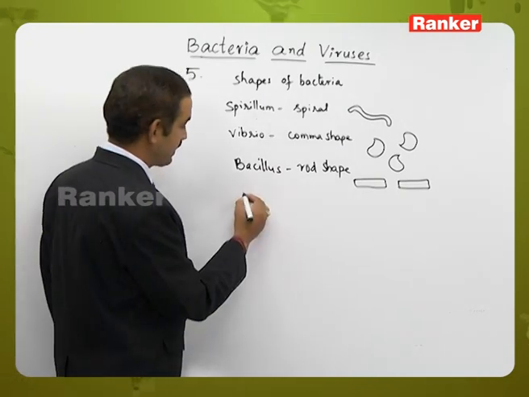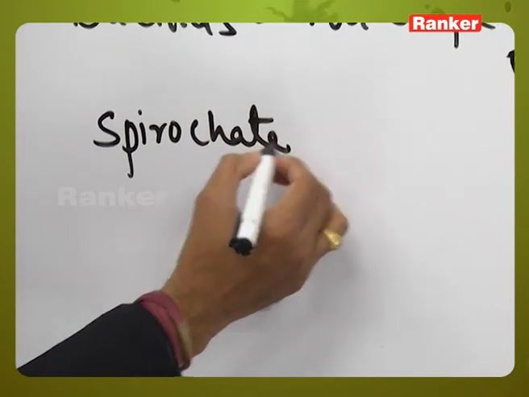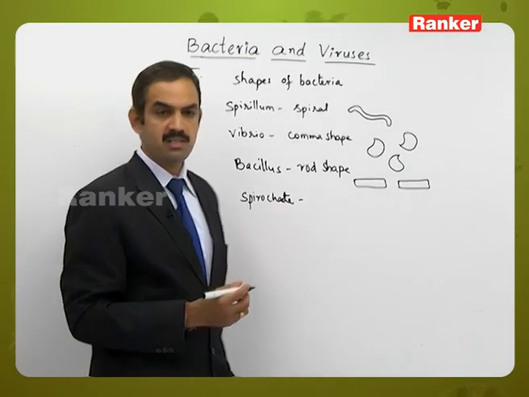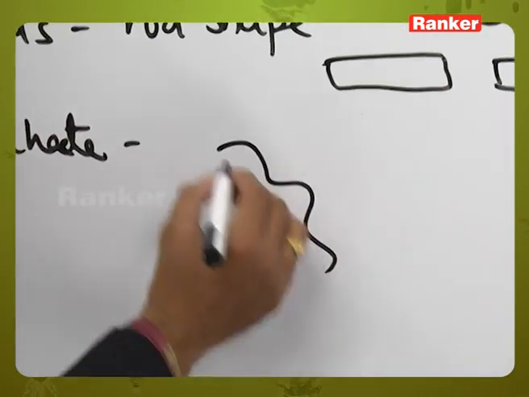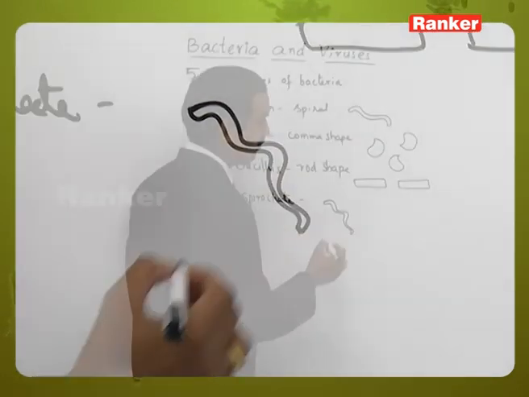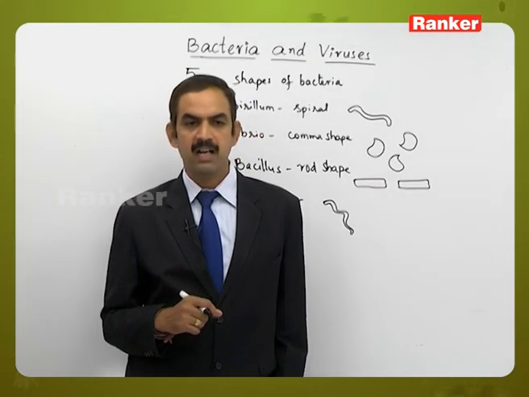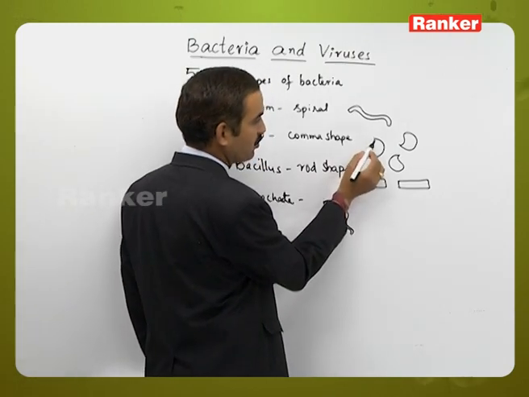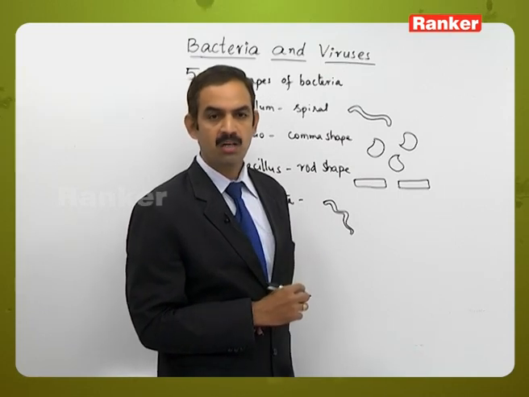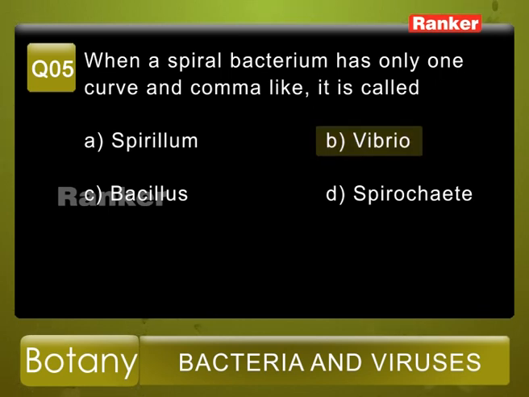Then the last one is Spirochete. Spirochete is the one in which the spiral arrangement will be more like this. And one more thing here, it will show more coils, but in the question it is given that only one curve should be there. So one curve should be there, and it appears to be a comma like structure. So from the given options, Vibrio, that is option B, is the correct answer.